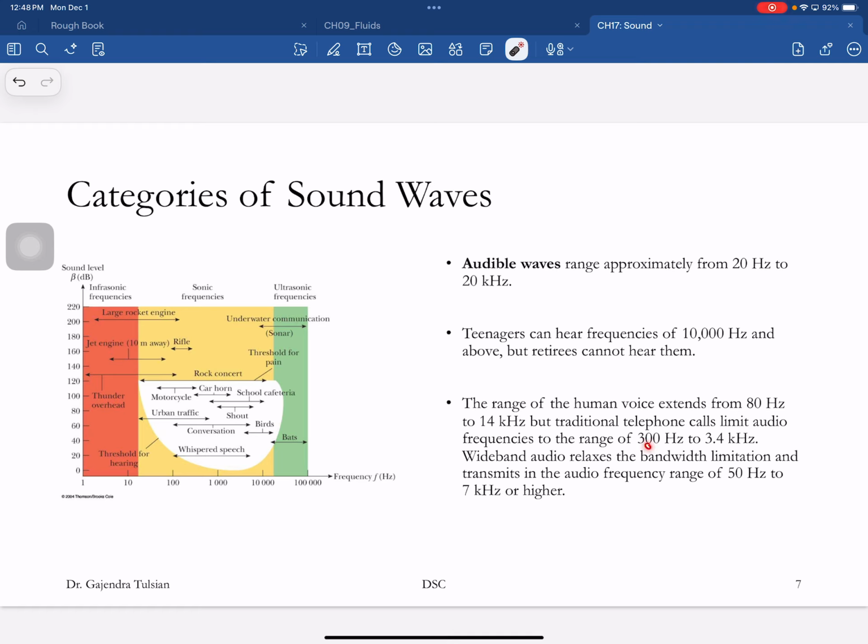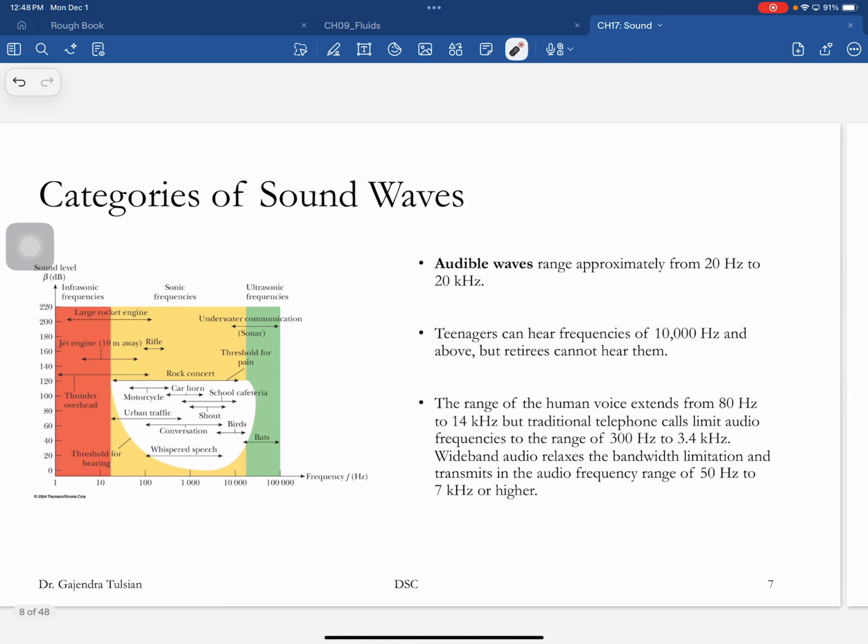Back in the day, by the way, when bandwidth was expensive, telephone companies only used these frequency ranges to transmit your telephone calls. But nowadays, bandwidth is cheap, so you can transmit a higher range.